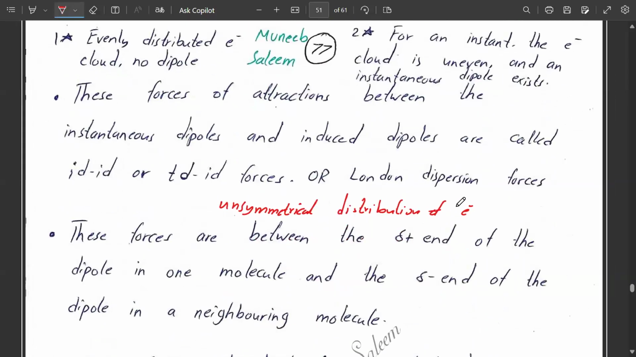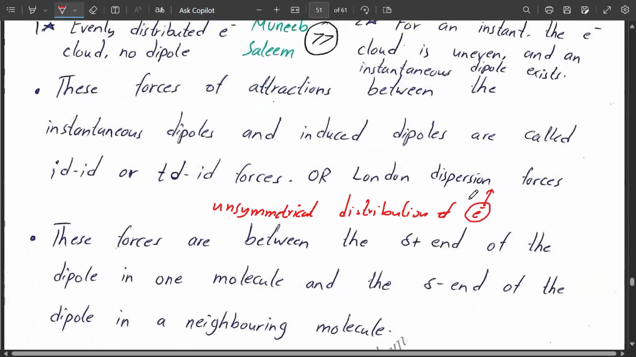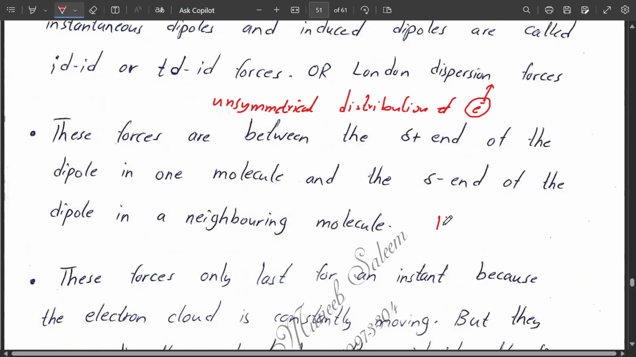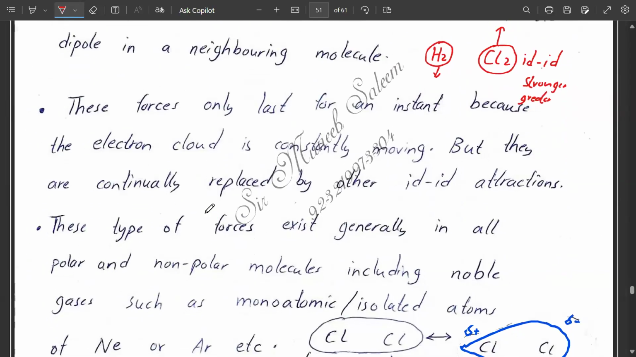So the more electrons it has, the greater the unsymmetrical distribution of electrons, which is why instantaneous dipole formation was happening. That means if we compare two molecules, or two different elements, let's suppose I have a hydrogen molecule and a chlorine molecule. Definitely the size of the chlorine atom is bigger than the hydrogen, which means there will be a greater number of electrons in the Cl2 molecule as compared to the hydrogen molecule. And that will also create stronger IDD forces in the Cl2 molecule as compared to the hydrogen molecule. That is because of the greater number of electrons in that atom.